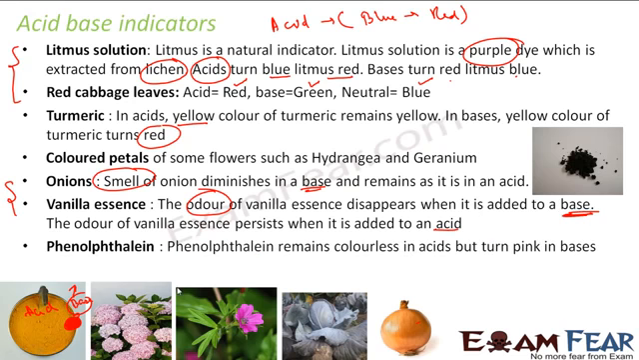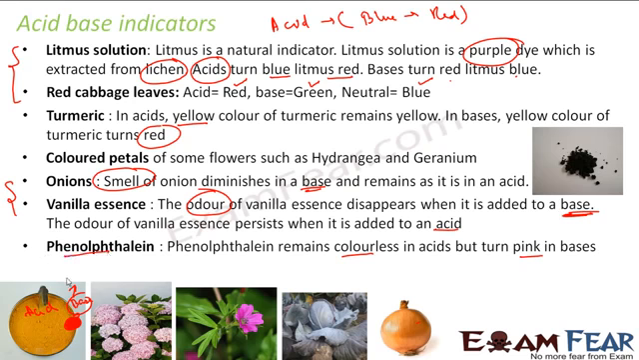Phenolphthalein. This remains colorless in acid but turns pink in base. Please note this. Phenolphthalein is generally colorless. If you put acid also, it's colorless. The moment you put base, it becomes pink in color.